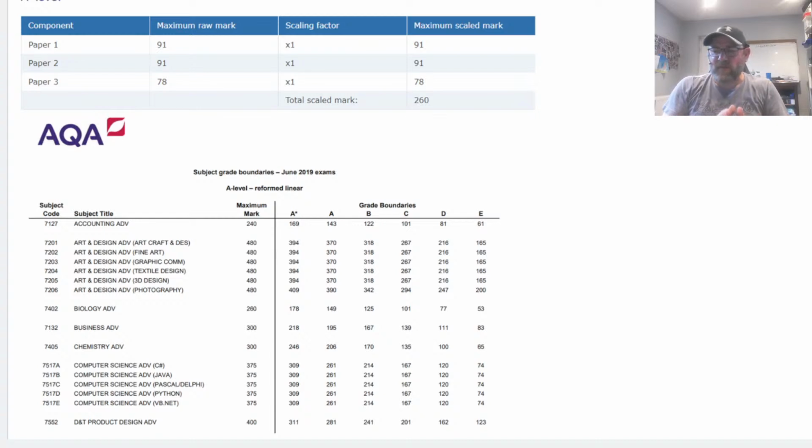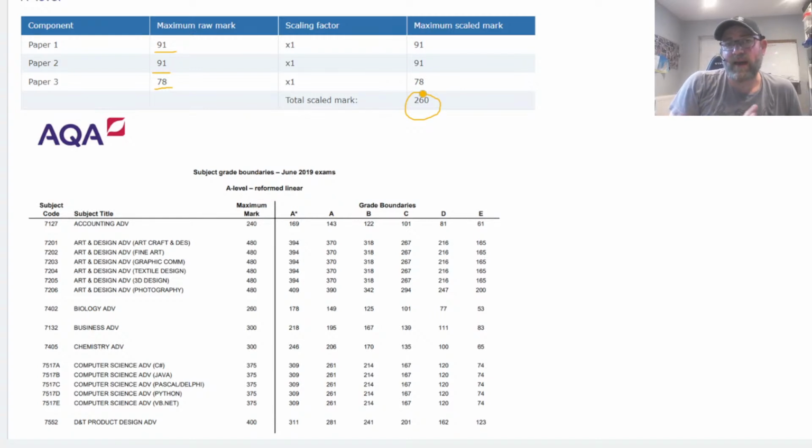So going on, just finishing up here, got 5 minutes left. So finishing up, in your A level, if you take AQA, if your school runs AQA, then paper 1, 91 marks, paper 2, 91 marks, paper 3, 78 marks. So the total marks is 260 marks.